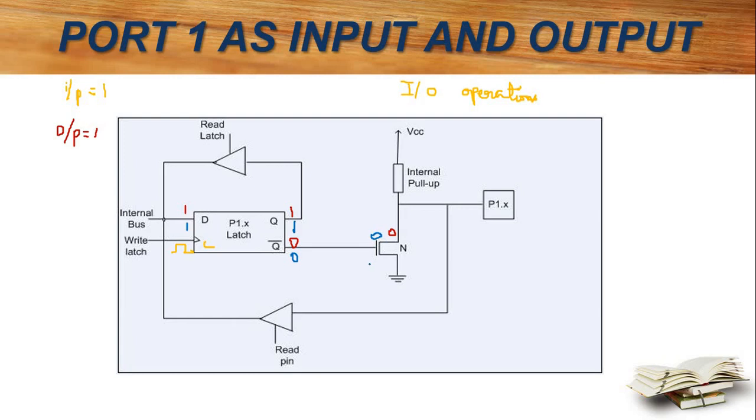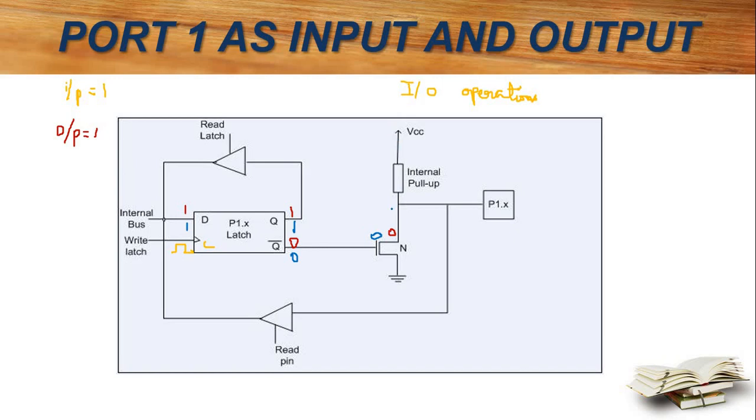If it is 0, what will happen? This T2 will also be off. If it is off, we don't have any closed path, so current will not flow here. So what we need to do? Already we have an internal pull-up resistor.